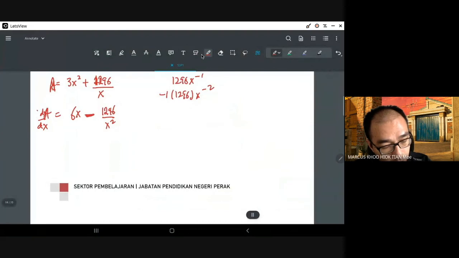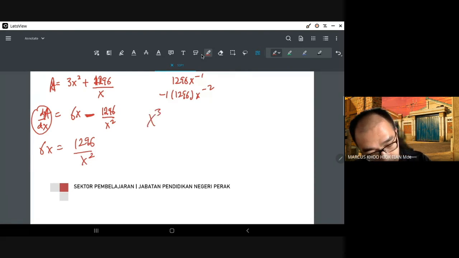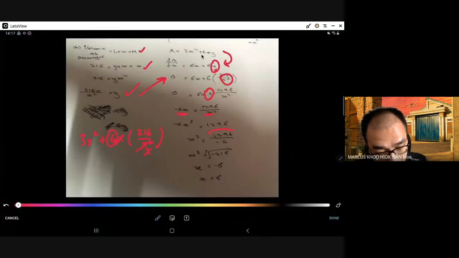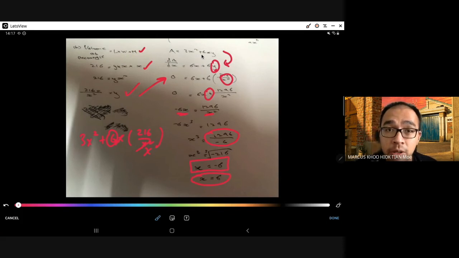So minimum means this is 0. So 0 means 6x equals 1296 over x squared. So x cubed equals 1296 over 6. So you will get the same thing, except for this. Actually all our steps are the same, except you got x equals negative 6 and then suddenly, miraculously, it became x equals 6. Cannot, because this is the power of 3. This is the cube root.